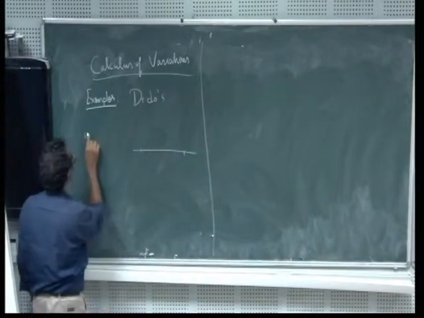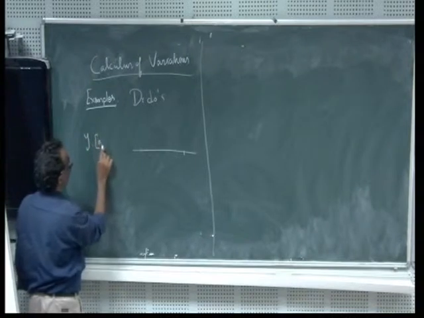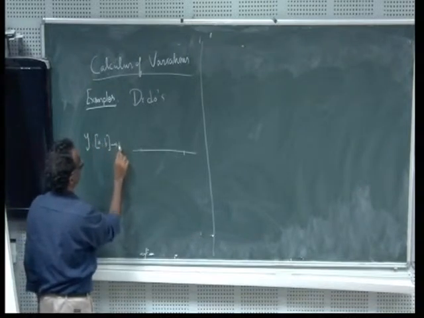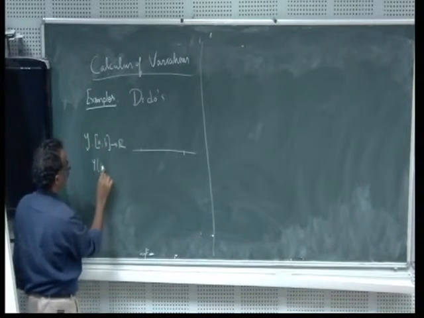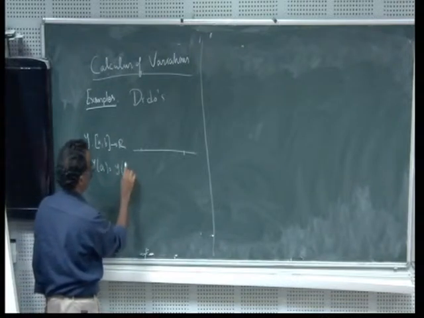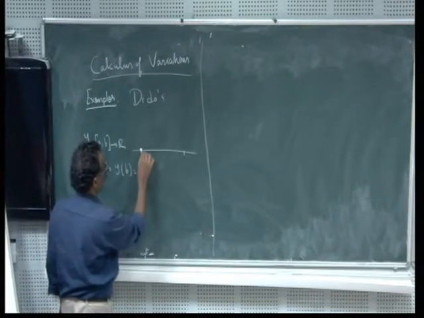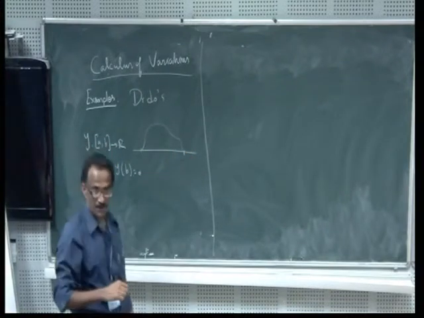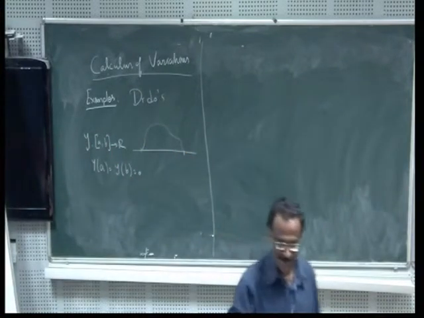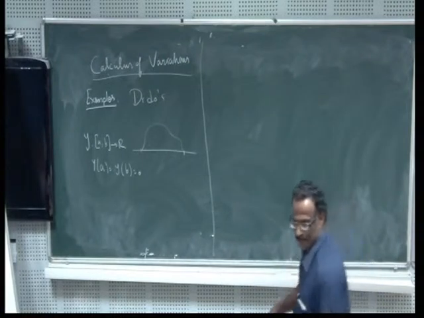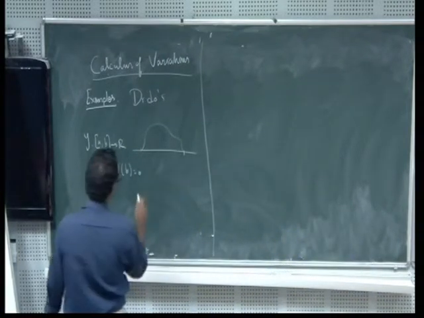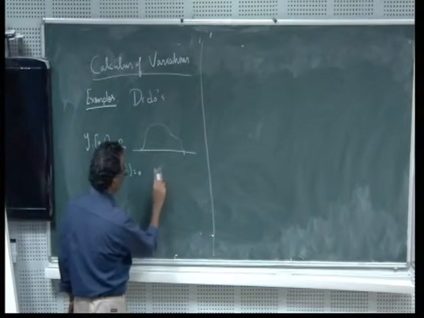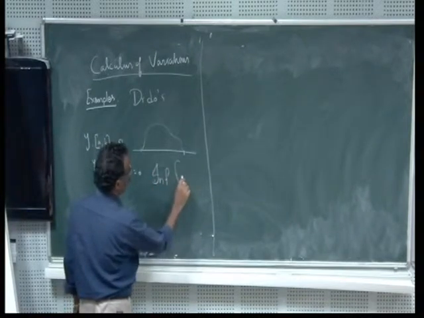Suppose you have a function y from a to b with y(a) equal to y(b) equal to 0. This is a simplified form. And you have a curve whose length is given to you, and you want to maximize the area. You know the solution is a semicircle. So what is that? You want to minimize this, the integral of y(x) dx.